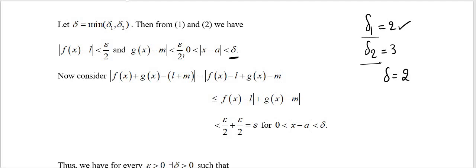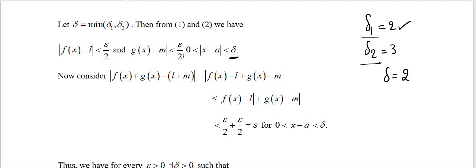Whenever I take delta as the minimum of delta 1 and delta 2, I am going to replace delta 1 and delta 2 by delta. Now consider modulus of f of x plus g of x minus (L plus m). This is equal to, now multiplying with minus, minus L minus m. Here you can observe minus L minus m, positive f of x, positive g of x.